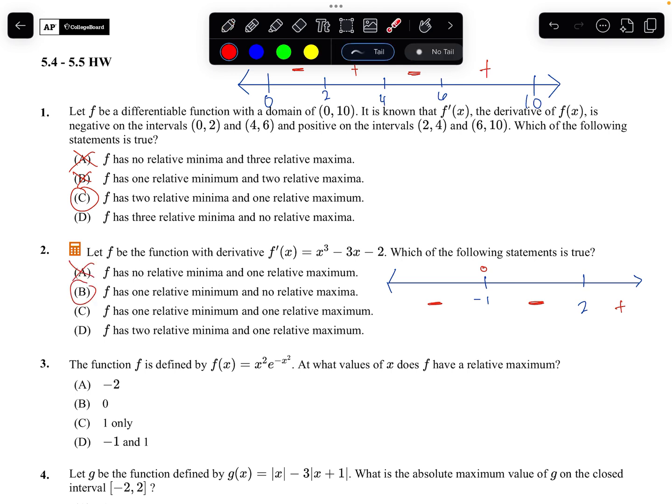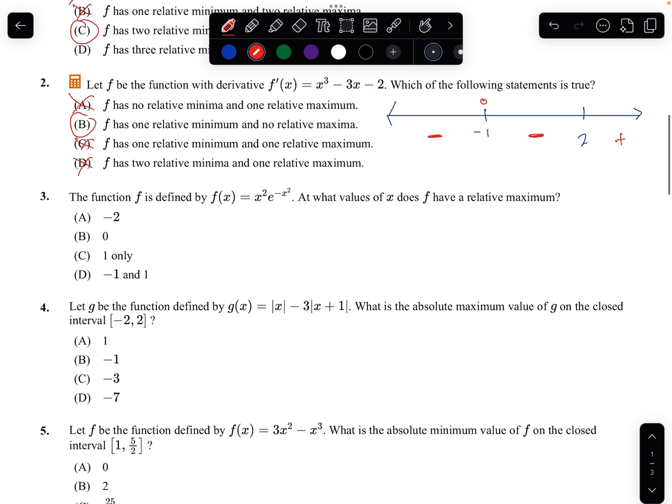Let's go ahead and read these other options. F has one relative minimum and one relative maximum. So no, I don't think that's true. I don't think we have any maximum. We have a minimum here, but no maximum. So not C. And then f has two relative minima. Nope, it did not have two relative minima. It just had one. Just one.